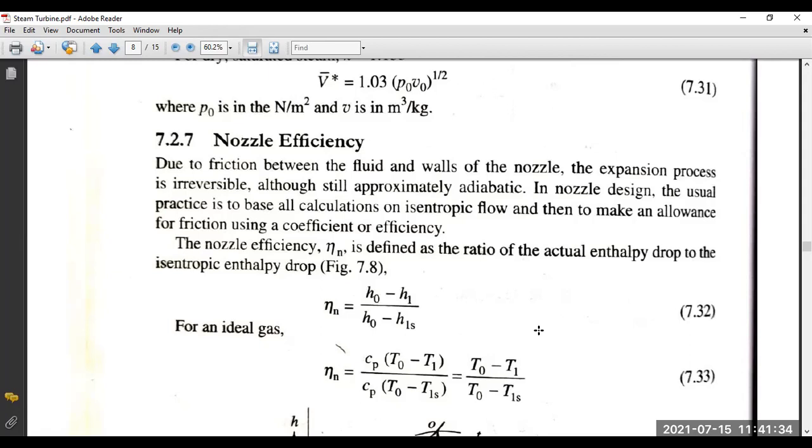Now, whether you say isentropic or adiabatic, there must be some friction between the fluid and the walls of the nozzle itself. The expansion process is irreversible, although it is still approximately adiabatic itself.